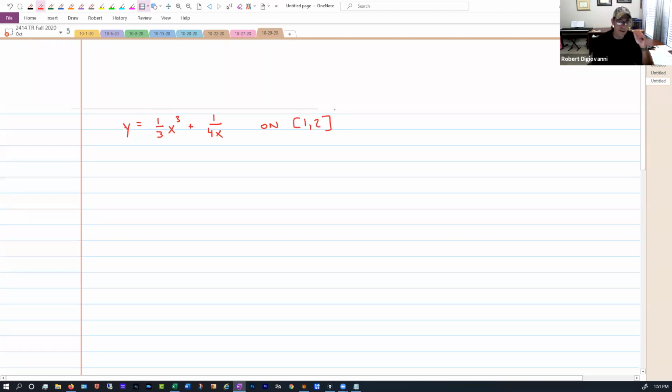All right, so this problem had to be very special. We had to be very careful when we made the problem so that it would work, okay? So let's go through this.